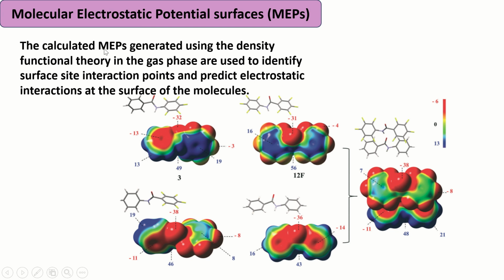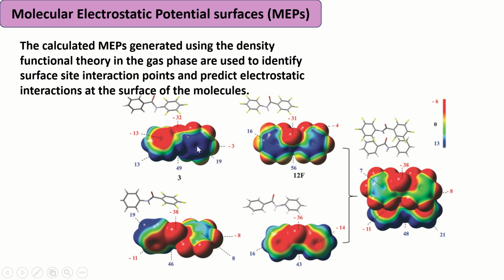So next we will move to the molecular electrostatic potential surfaces. The calculated molecular electrostatic potential generated using the density functional theory, DFT, in the gas phase is used to identify surface site interaction points and predict electrostatic interactions at the surface of the molecule. Here are some molecules whose electrostatic potential values are calculated at the different regions. As you see here, there are mainly four kinds of regions: red, yellow, green, and blue. But the electrostatic potential values are in the regions of red and blue.